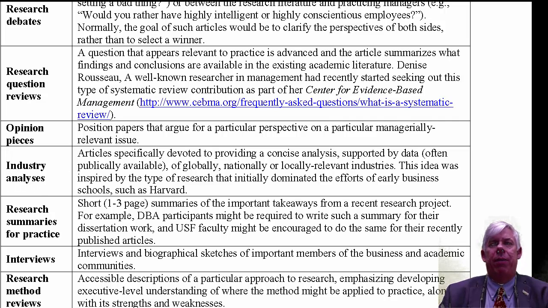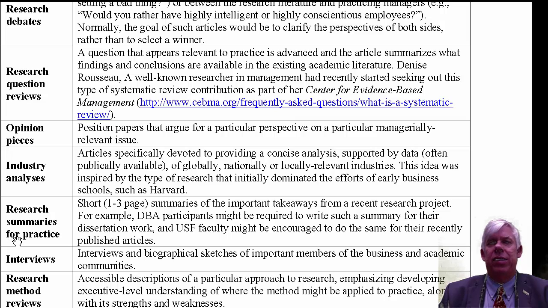Industry analyses is another type of submission we would take. In many ways, this is inspired by what business schools such as Harvard did in their early days, which was to do analyses of local industries such as shoe manufacturing, with the notion that that was going to be a valuable contribution to practice. Well, we think that's still potentially a valuable contribution to practice, and so you have the ability to submit that as a type of research, even though you're more likely to be using things like census databases and other government sources as opposed to necessarily the research literature.